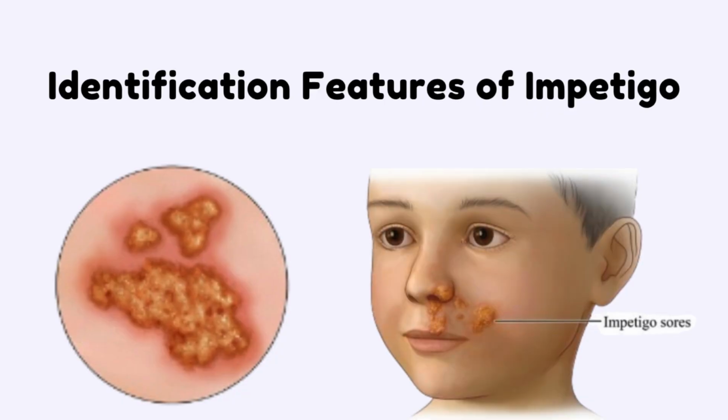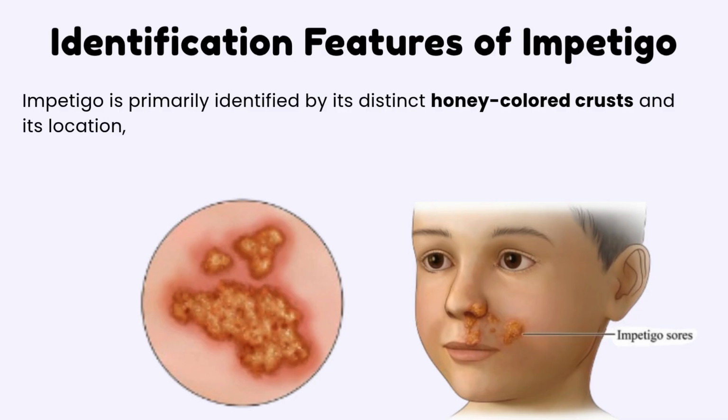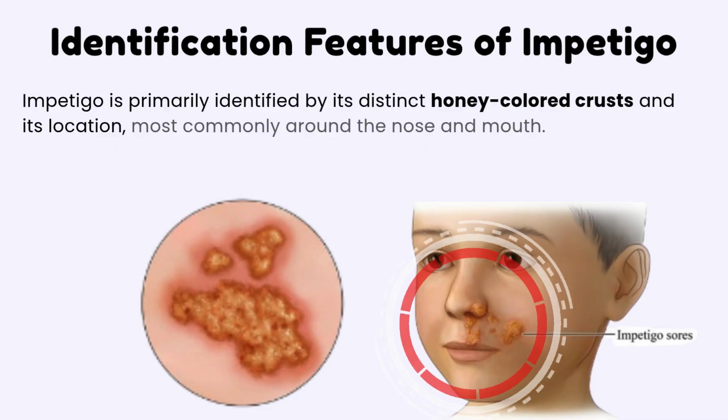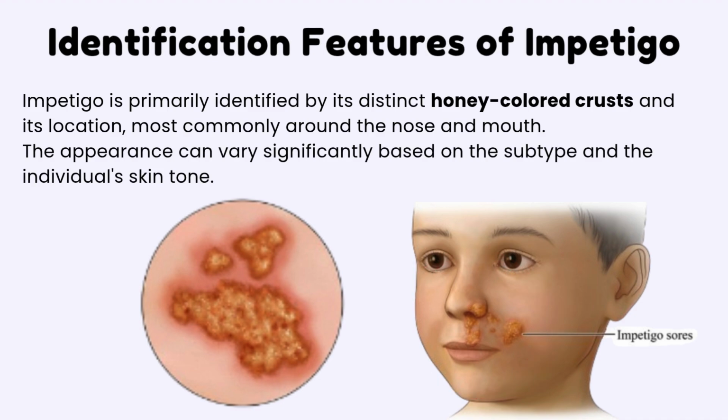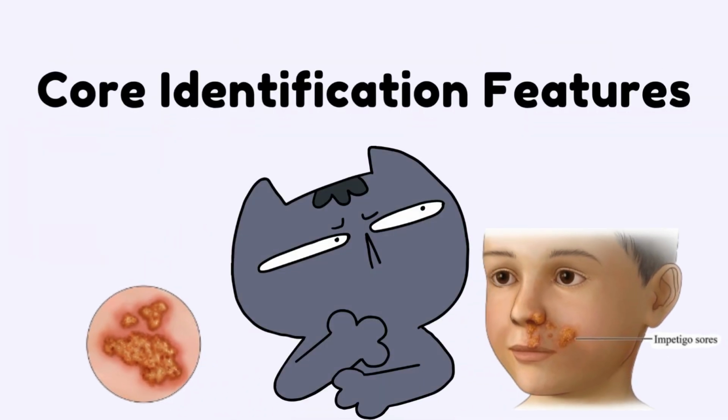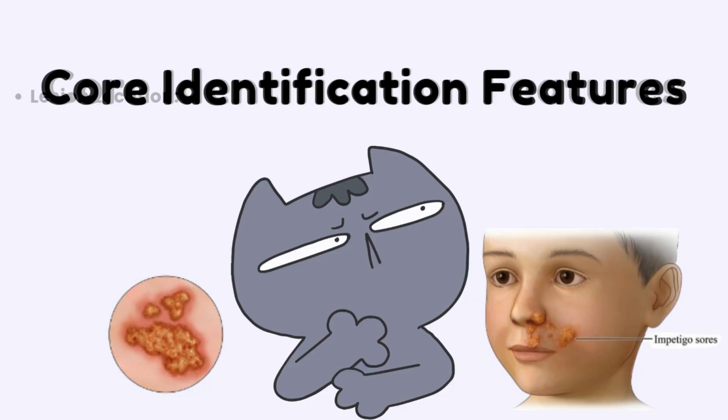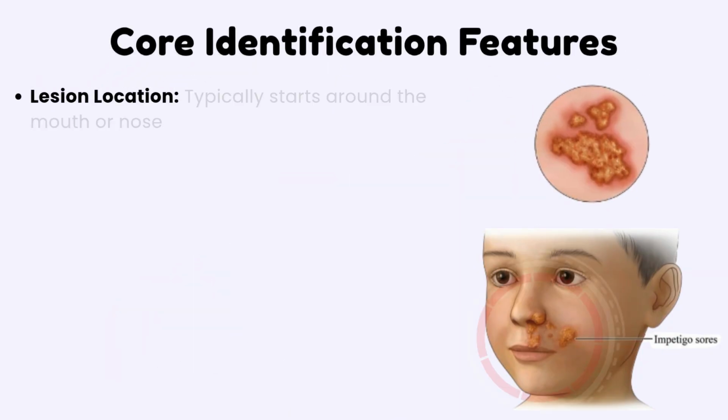What are the identification features of impetigo? Impetigo is primarily identified by its distinct honey-colored crusts and its location, most commonly around the nose and mouth. The appearance can vary significantly based on the subtype and the individual's skin tone. Its core identification features are: lesion location.